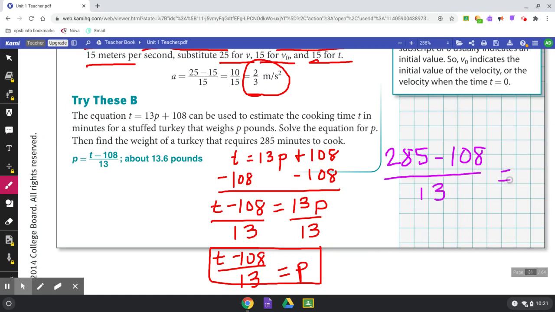Well, when I simplify this, 285 minus 108 divided by 13 gives you 13.6. 13.6 equals P. What does that mean? 13.6 pounds. So if you have 285 minutes, you need a 13.6 pound turkey or less.